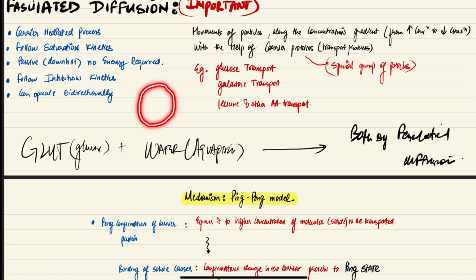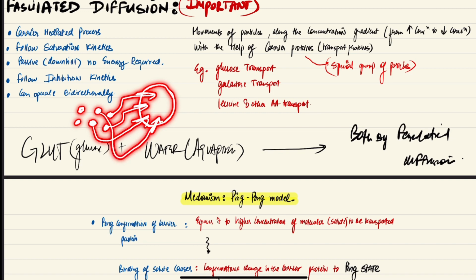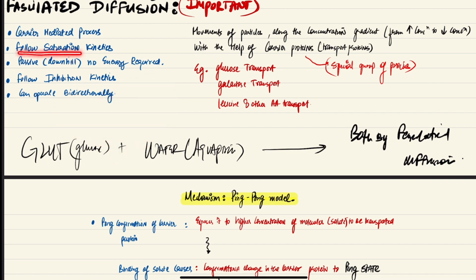Suppose this is a cell, and in this cell let's suppose there are 4 transport proteins which can promote facilitated diffusion, and we have 6 molecules. So at one time, how many molecules can pass? 1, 2, 3, and 4. So if I increase the amount of molecules, will they be able to pass through the membrane? No, because the carrier protein is limited. So saturation takes place at a certain level. Therefore, it follows saturation kinetics.